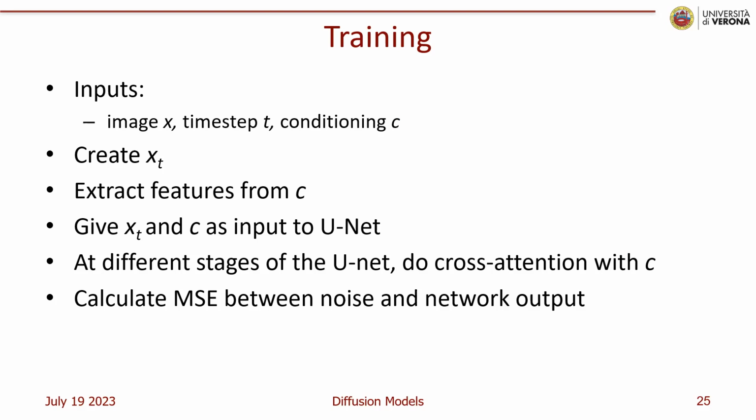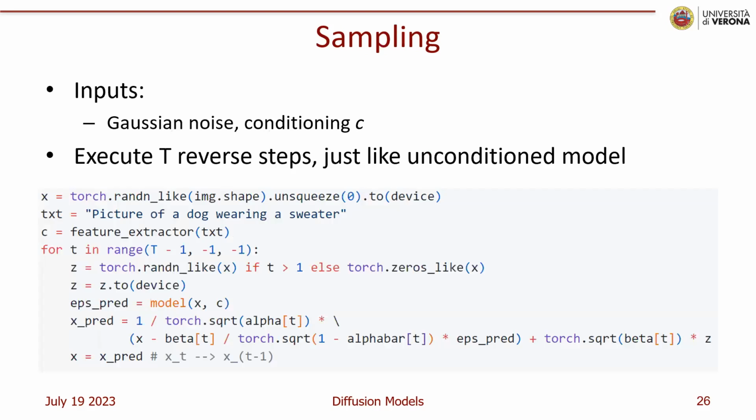We create XT. We extract features from C, or rather, we get the C vector that we saw before. Again, this is confusing because I use the same variable for two different things, but basically, C are the features of our conditioning. Then, as input to the UNet, we get XT and C, and we just do cross attention between the two. And at the end, it's still a mean squared error between the noise predicted by the UNet and the actual noise that we added at that step. So nothing really changes other than those few things.